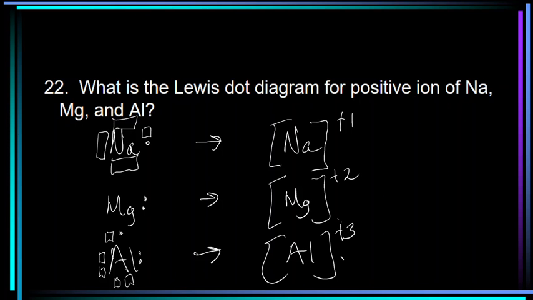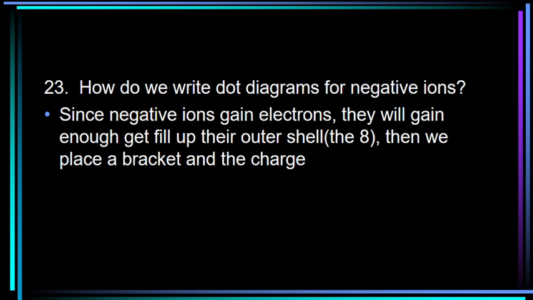So if you lose electrons, if you're a metal, if you're a positive ion, then you will be what I like to call naked, N-E-K-E-D. Naked. You're naked of any electrons. He ain't got nothing on him. No electrons. All right. Since negative ions gain electrons, they will gain enough to fill up their outer shell. Then we place a bracket and the charge.